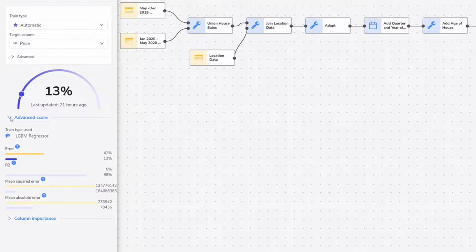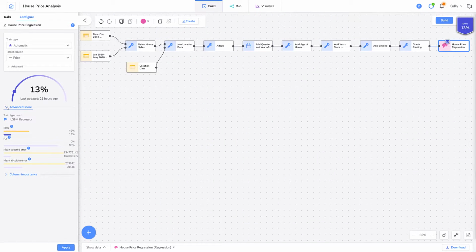A good or poor score is highly subjective and dependent on the problem you're trying to solve. In this case, the house price analysis attained a score of 13%. It's much better than the baseline score of 42%. This can be considered a good score. Also, if there was no other process in place to predict the price a house would sell for, then this model would be good to use.